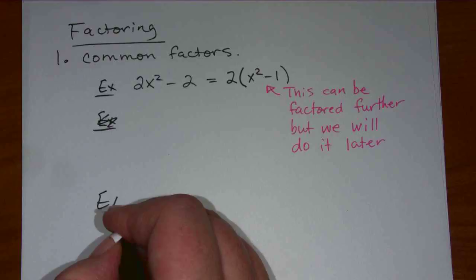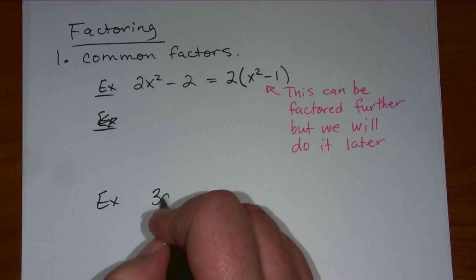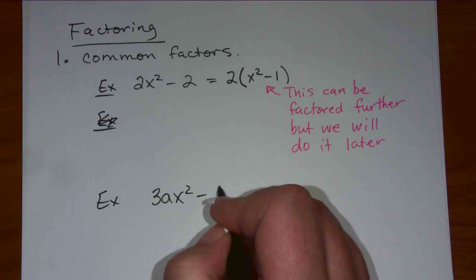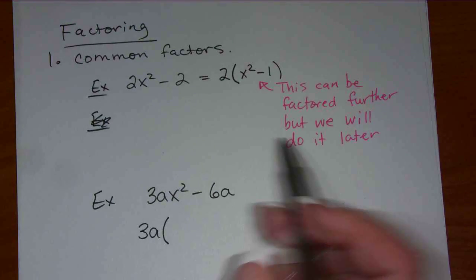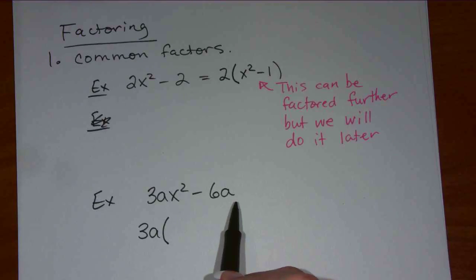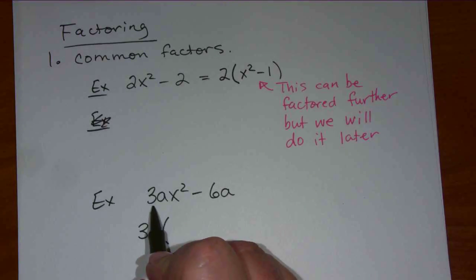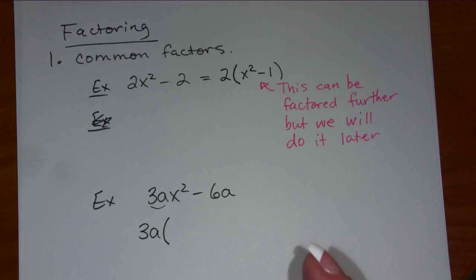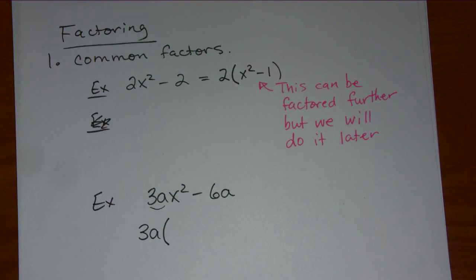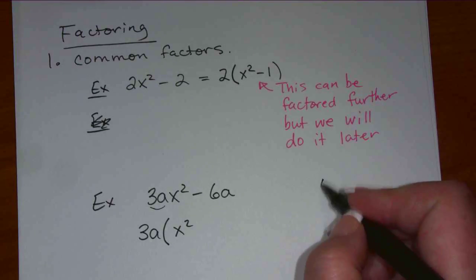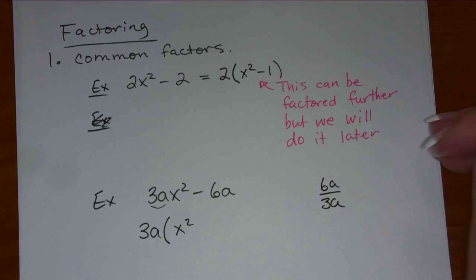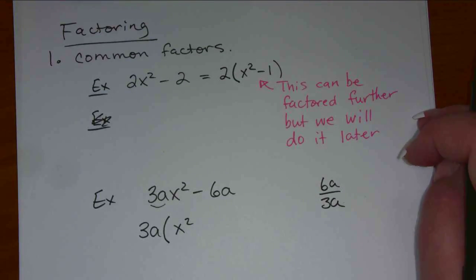So example 2. So what can we pull out? 3 and an A. So a 3A, and then you write a bracket. So how many terms were here? 2 again. If we take the 3A out, it's like dividing. When you take a common factor out, you're dividing each one by that number. So if we take the 3A out, we're left with x squared. And it's like dividing. So if you took the 3A out, what are you left with?